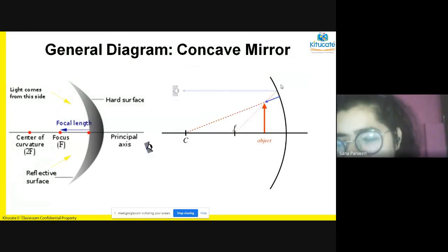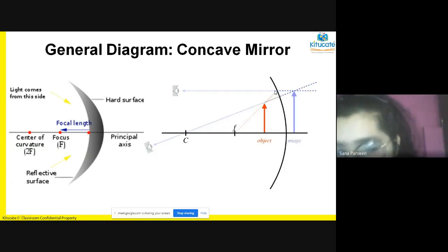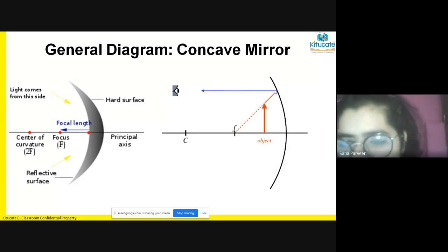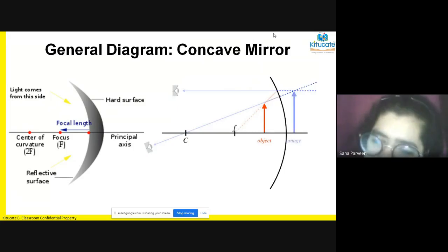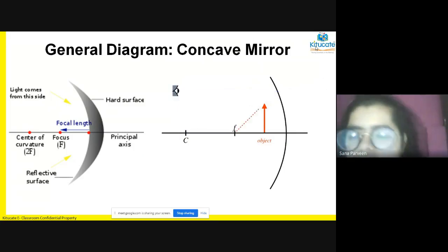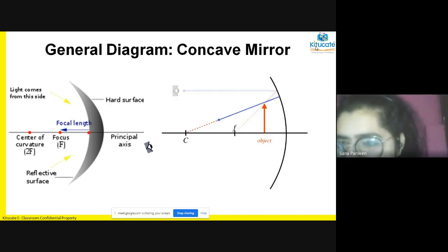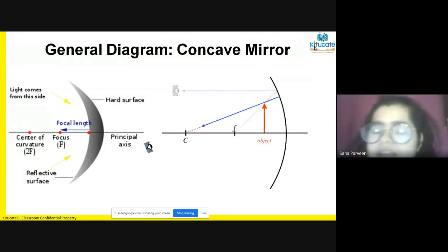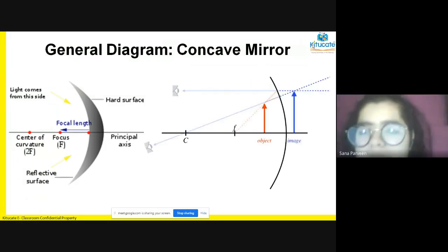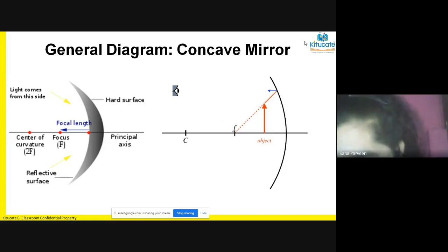Because the rays are not meeting in front of the mirror, we are trying to pull them backwards on the opposite side of the mirror, and then the image is formed here. And in concave, you can see the object is small, but the image is very big. Now compare. Object is small, image size is very big in case of concave mirror. You have to always remember, concave mirror is going to show object size small, image size very big.